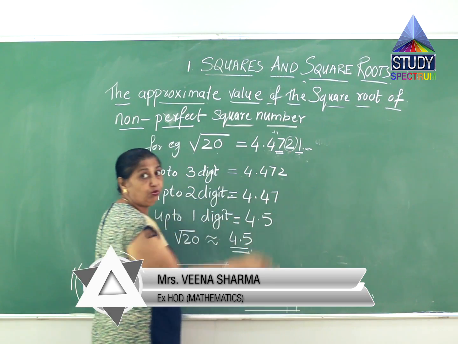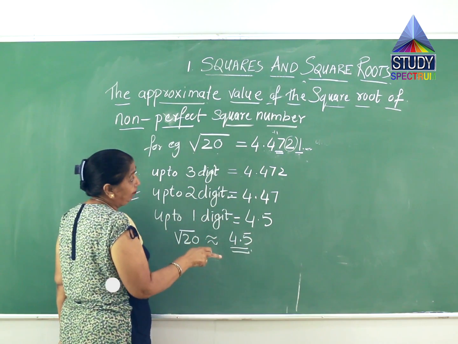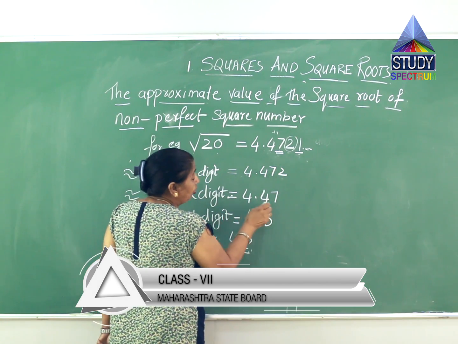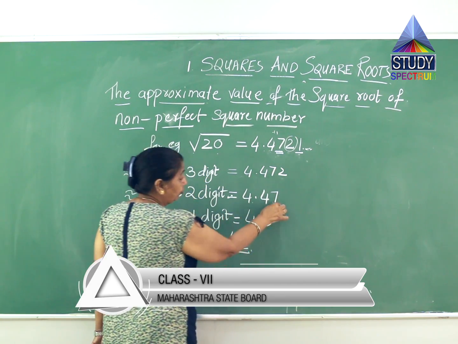The third number is 2. Again it is less than 5, so I'll drop that 2. So the approximate value up to 2 digits is 4.47.